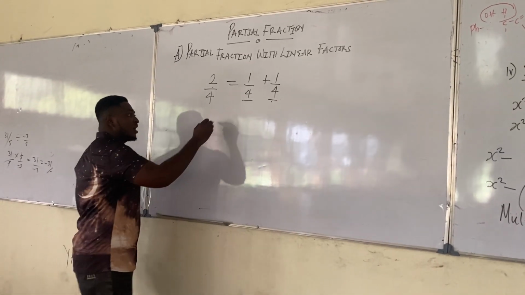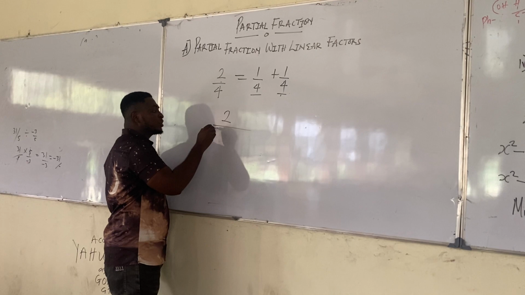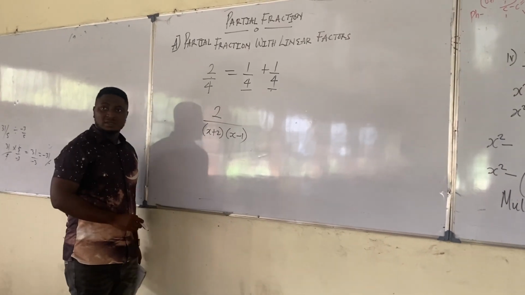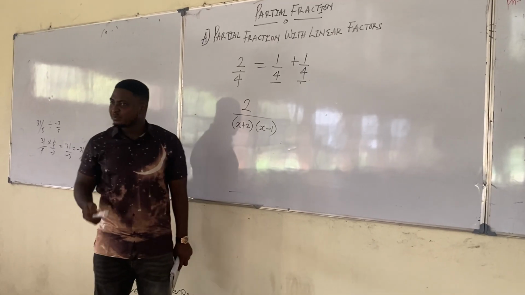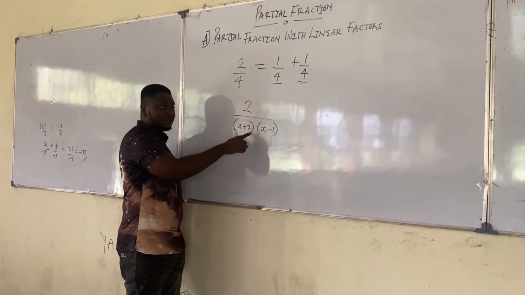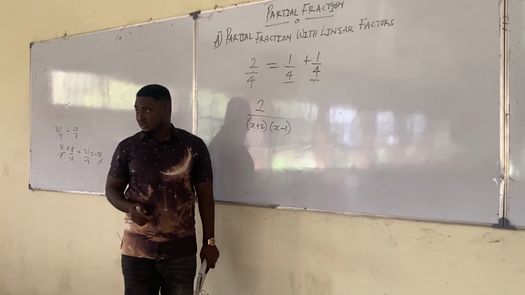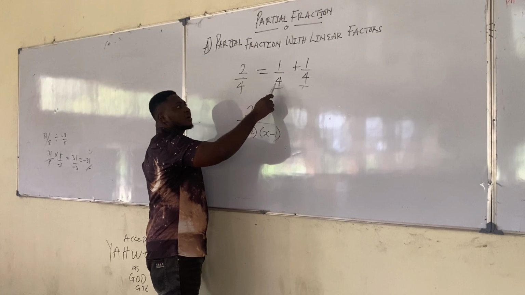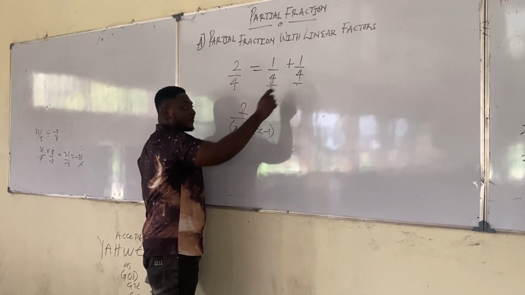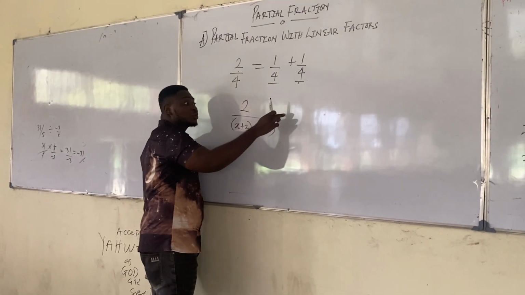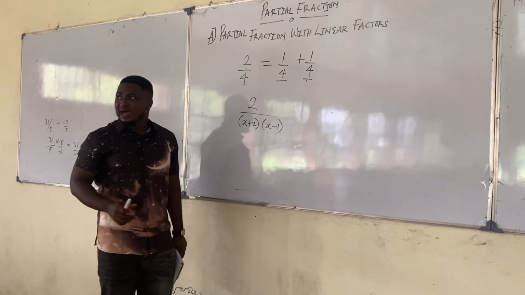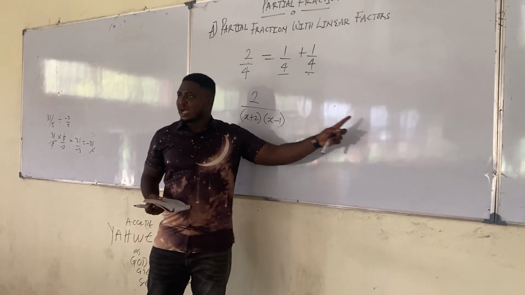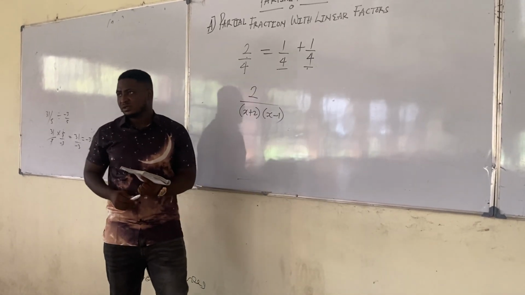Class, for example, are you aware that this is also a fraction, 2 over bracket x plus 2, x minus 1? This is also a fraction, class. Any mathematical expression that has a numerator and a denominator can be called a fraction. And class, are you aware that just like 2/4 can produce two partial fractions, 1/4 and 1/4, this fraction can also produce two partial fractions? And in the exam, you could be asked to decompose this particular fraction into two partial fractions.